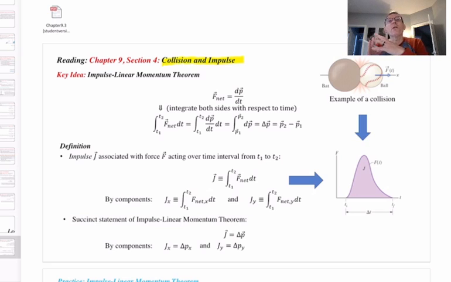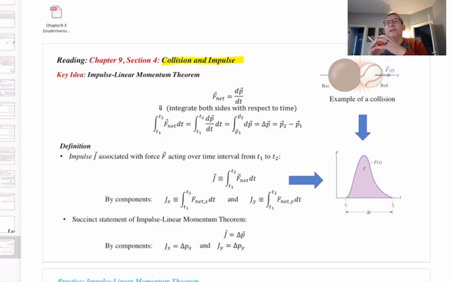So physicists are all about taking an idea that's good, that works, no pun intended, and keeping on using it. So if it was very helpful to integrate both sides of Newton's second law with respect to position, how about integrating both sides of Newton's second law with respect to another important variable in physics, time? That's what we're going to do in this section.